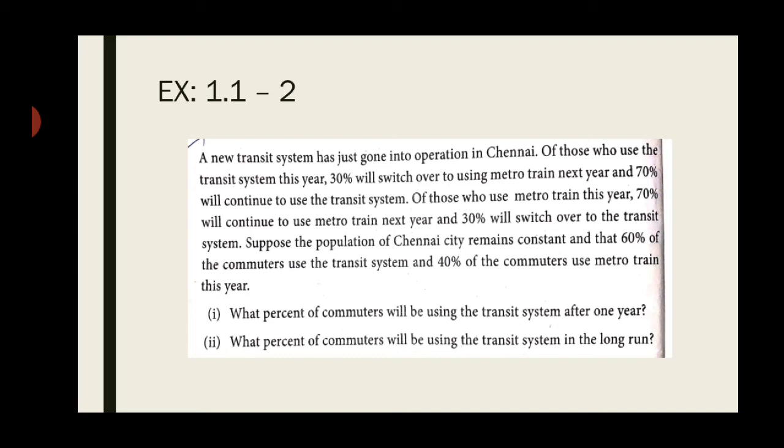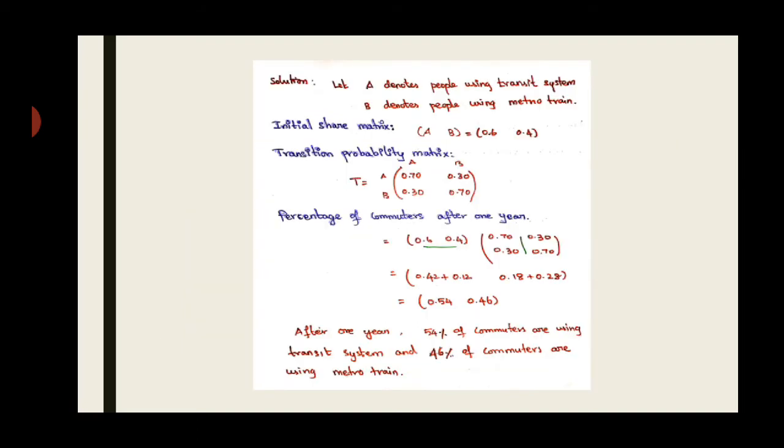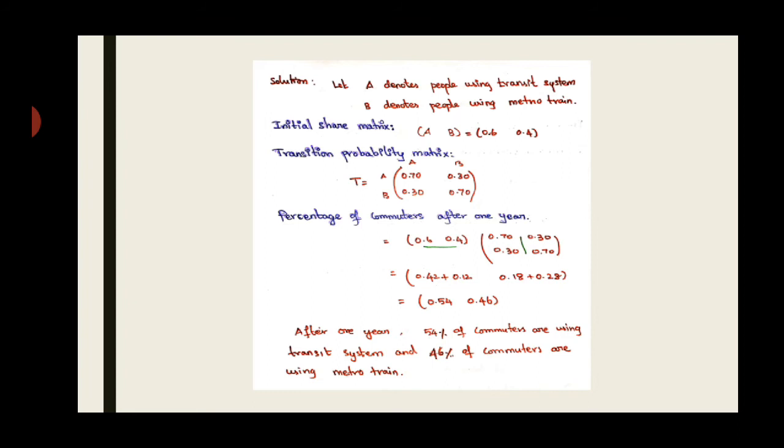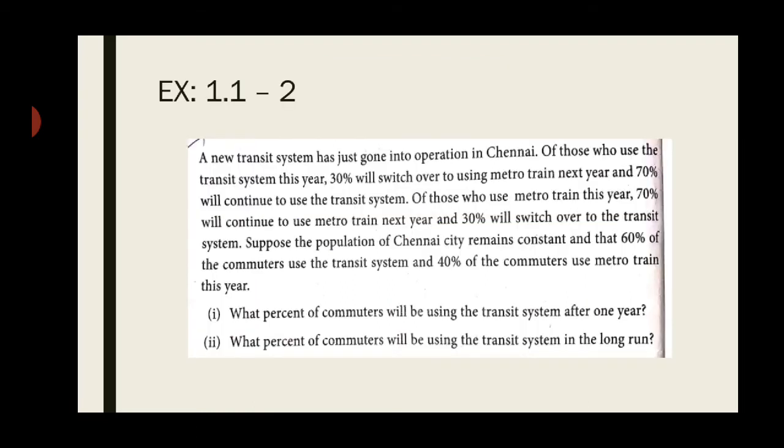Of those who use the transit system, that means A, 30 percentage will switch over to metro. Metro means B. So for A to B we have to write 30 percentage, so A to B you can see 0.30. And 70 percentage will continue to use transit system, that means A to A 70 percentage, so A to A is 0.70. Can you see?